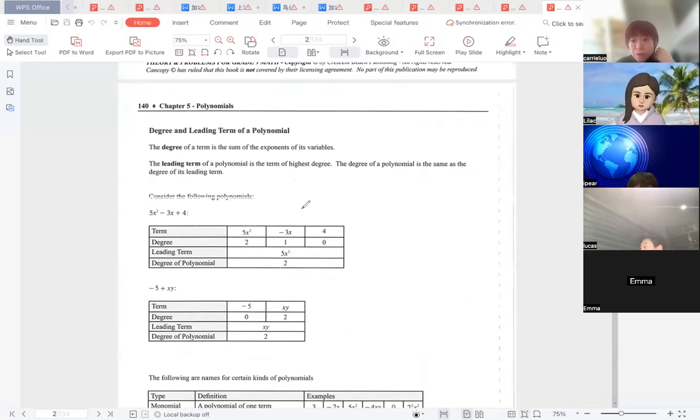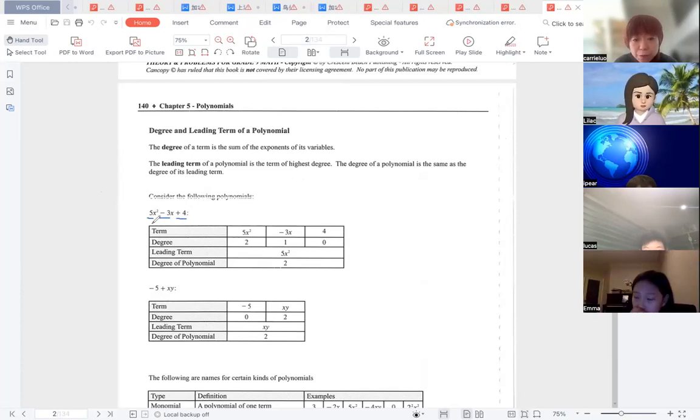So first of all, Lucas, we have this one. Can you tell me if it is a monomial, binomial, or trinomial? Trinomial. Okay, I heard binomial. I'm sorry. So it's one term, two terms, and three terms. Yeah, Emma. So there are three terms. So the first term is 5x squared. The second term is negative 3x. And 4 is the third term.